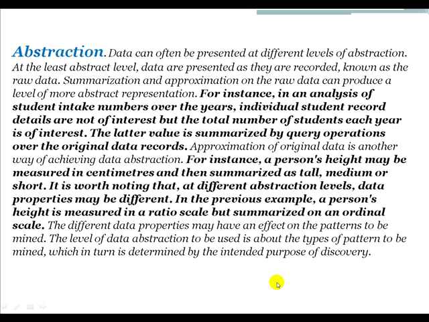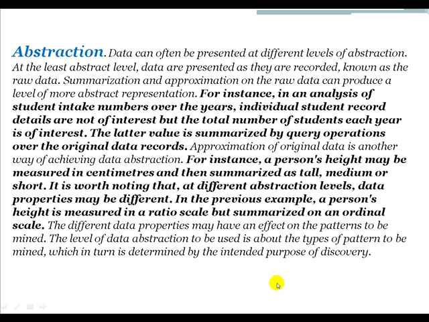Abstraction. Data can be presented at different levels of abstraction. At the least abstract level, data are presented as they are recorded. This is known as raw data. And the next thing you could do is summarize the raw data and approximate it. And that's one level up on this abstraction scale.